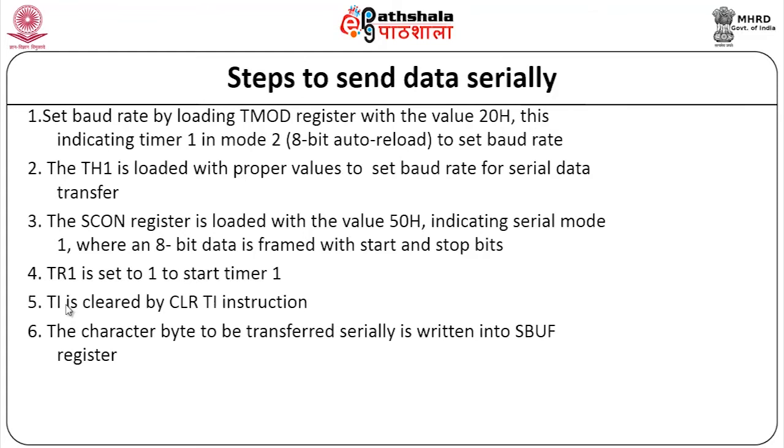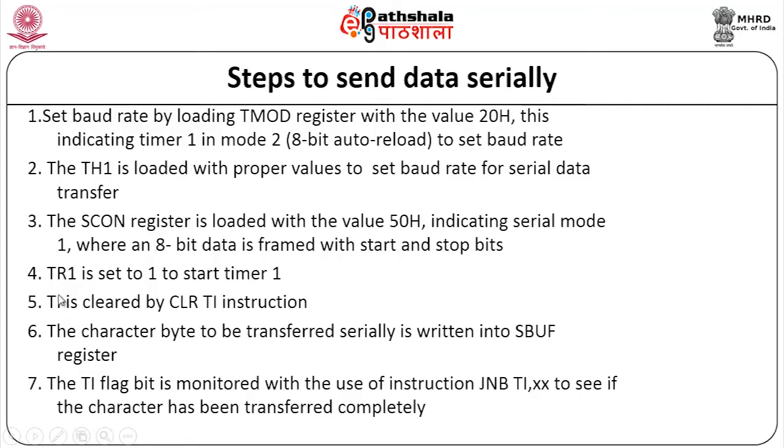To send the data serially, we use these steps. First, the baud rate has to be set by loading the appropriate value into TH1, and the timer is set to mode 2. Then the SCON register is loaded with the value 50H. 50H means we are setting REN as well as serial communication mode 1. Mode 1 and REN equal to 1 enable things, and all other bits are not set.